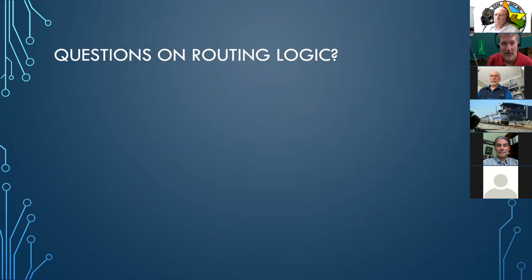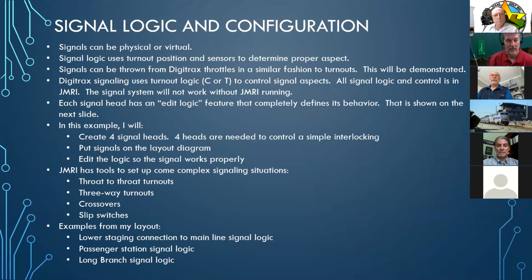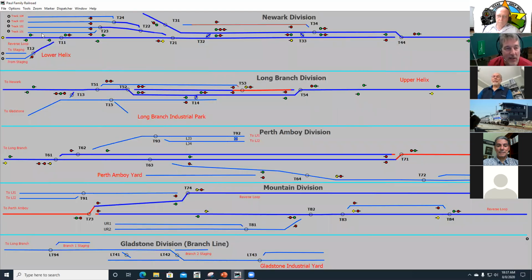Okay, so the final part of this is signals. Signals can be physical or virtual. We talked about that earlier. And you use a virtual signal if you want one in your diagram. So let me show my diagram real quickly. Over here, by T11, these are under a helix under the layout. So it's nice to have these there. You can see the train progressing. You can see signal indications of what's lying ahead, but there's no physical signal since you can't see it. So these are actual virtual signals right here.